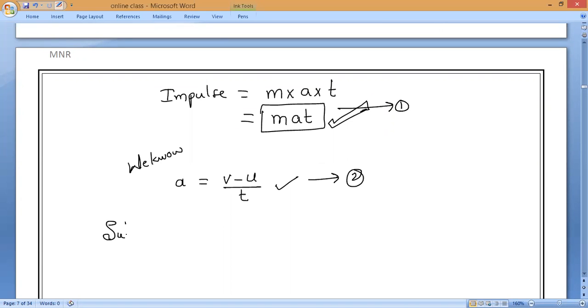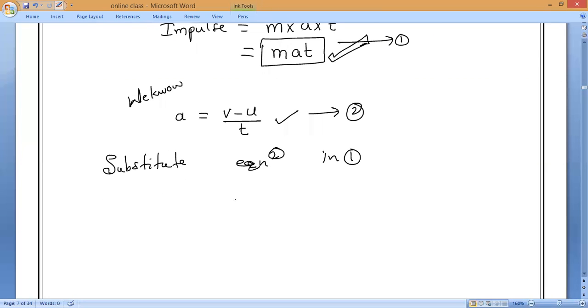Now, substitute equation 2 in 1. What will happen, Hari? Everyone tell me, try to answer. Impulse is equal to mass into, in place of acceleration, v minus u by t, into again time period. Now something will get cancelled. Time and time will get cancelled. Yes, very good.